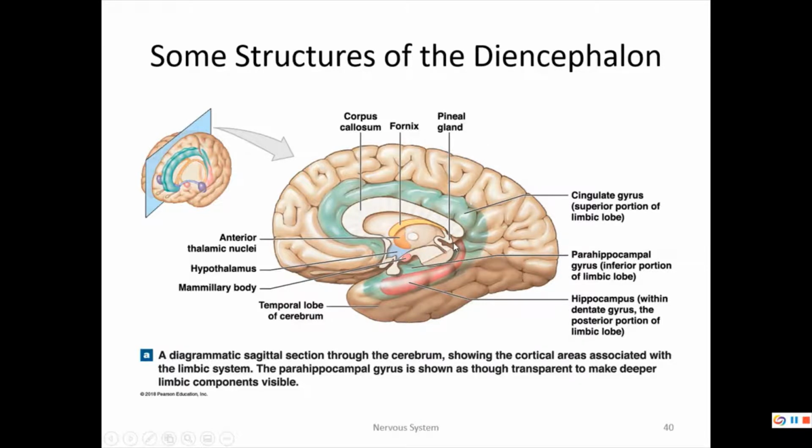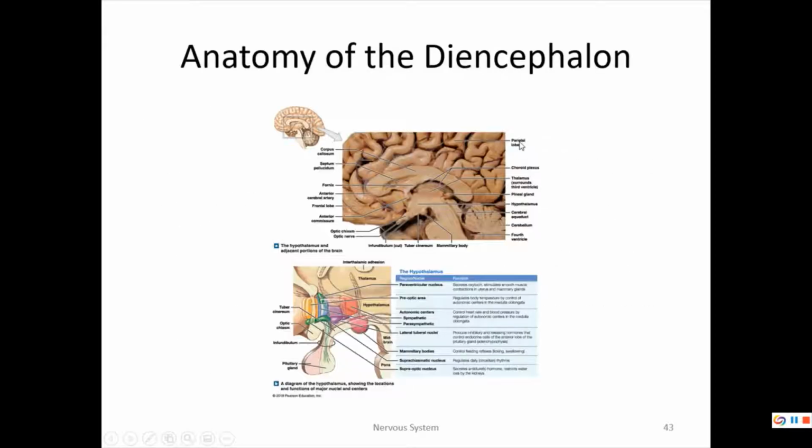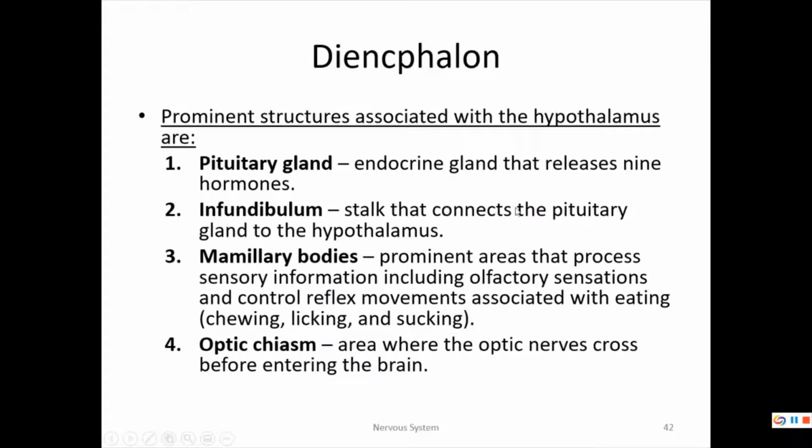Now, you're going to have some other structures as well. The pituitary gland makes 9 hormones, which are endocrine and highly regulating hormones. The pituitary is just inferior to the hypothalamus here. The infundibulum is the stalk that holds the pituitary physically to the hypothalamus. Then we have the mammillary bodies.